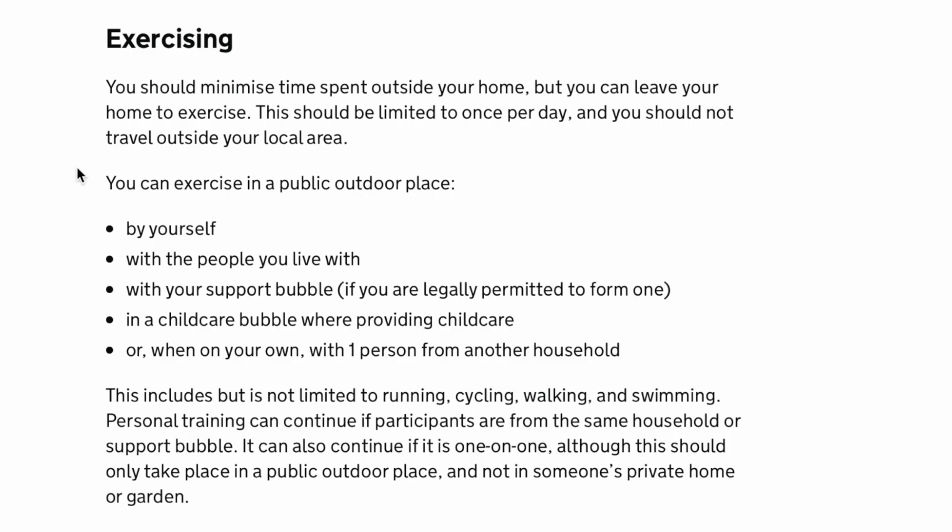So it says here that you can exercise in a public outdoor space by yourself, with the people you live with, your support bubble, or when on your own, with one person from another household. So Boris Johnson doesn't actually say that in his speech, but because this is verbatim theatre, we can take that statement and use our creative license to imply that Boris Johnson has said it. You can exercise in a public outdoor space by yourself, with the people you live with, your support bubble if you are legally permitted to form one, or when on your own with one other person from another household.